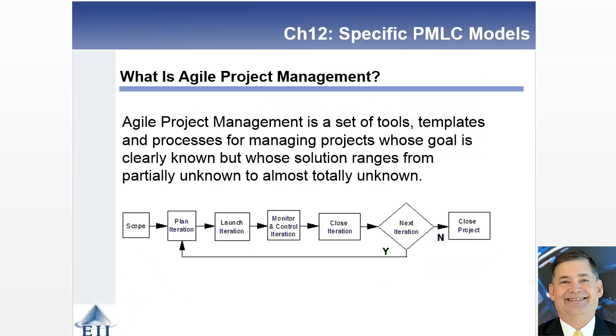So Agile project management is an approach that's used to manage projects where the goal is clearly known, but the solution ranges from partially unknown, where you use the iterative approach, to almost totally unknown, where you use the adaptive approach. For both the iterative and the adaptive approach, you're going to have a single scope phase followed by a series of plan, launch, monitor, and close, and then another iteration where you loop back around and do it again.